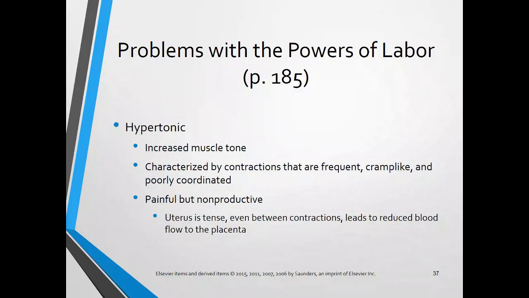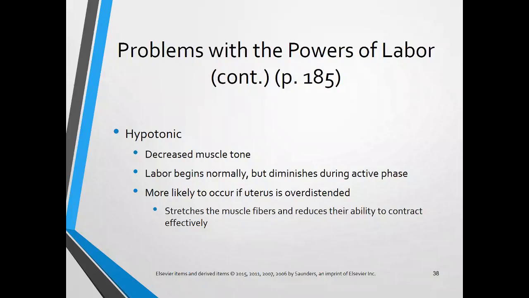So problems with the powers of labor. It can be hypertonic. So that's when there's increased muscle tone, when that patient is contracting too much. So that can be painful but non-productive. So the uterus is tense even between contractions, but they're not strong enough to make any change for the patient in labor. And then there's hypotonic, which is decreased muscle tone. And that is when those contractions just kind of diminish during labor.